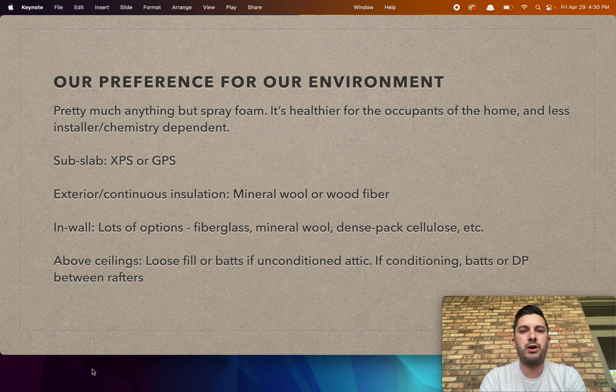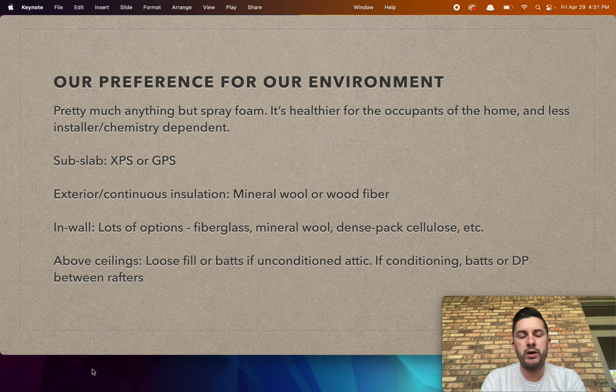All right, now on to our preference for our environment here in the Texas Panhandle. Basically anything but spray foam. We are not a fan of spray foam. I'm fairly certain that's pretty apparent from this presentation. Anything else besides spray foam is just healthier for the people in the home. It's less installer dependent, and less dependent on the chemical reaction.